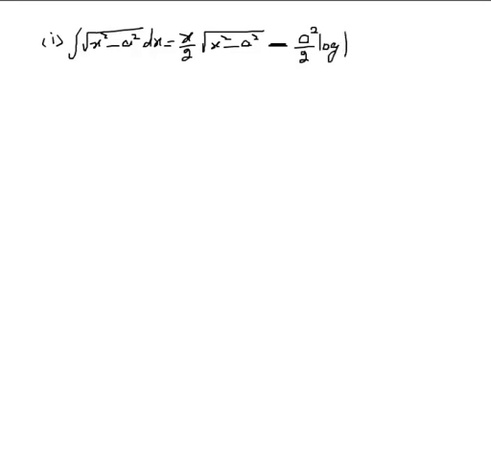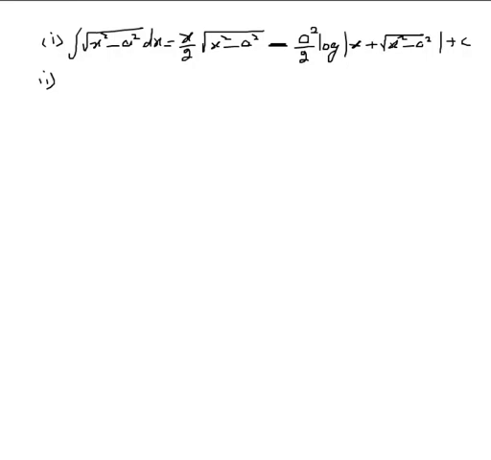The first formula, integral of root of x square minus a square dx is x by 2 root of x square minus a square. This has minus sign in between. Other two formulae, they have plus sign in between. So a square by 2 log of absolute value of x plus root of x square minus a square and plus c.